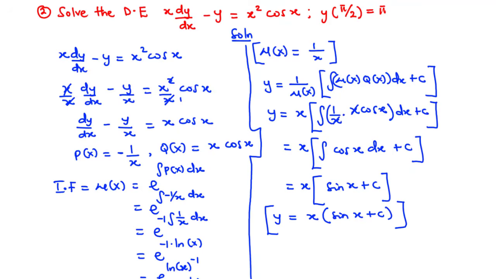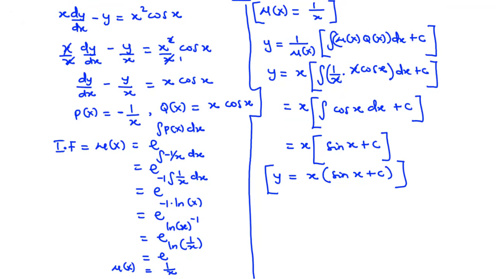Now we have the initial condition, y of pi on 2 equals pi. So it means that y is equal to pi, x is equal to pi on 2. So we have pi equals pi on 2 times sine of pi on 2 and then plus c.